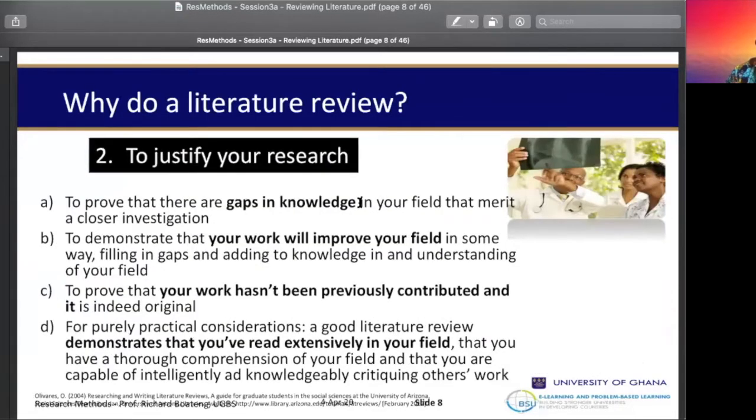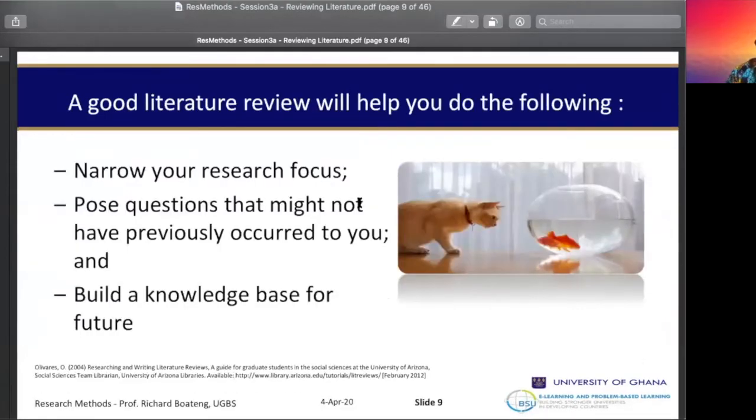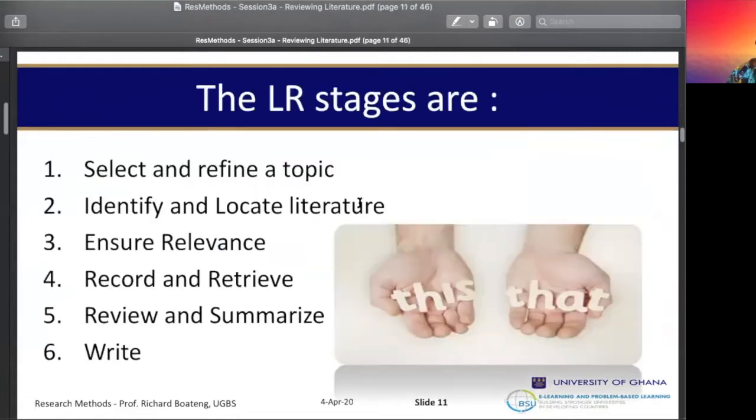Okay. One thing we also emphasized is that the literature review helps us to identify gaps in knowledge. That's what we are going to do today. And then also demonstrate that our work will improve the field, and our work will also differentiate what has been done previously from what we are going to do. So when we do a literature review, we are able to know what new things are possible for us to carry out in this research endeavor.